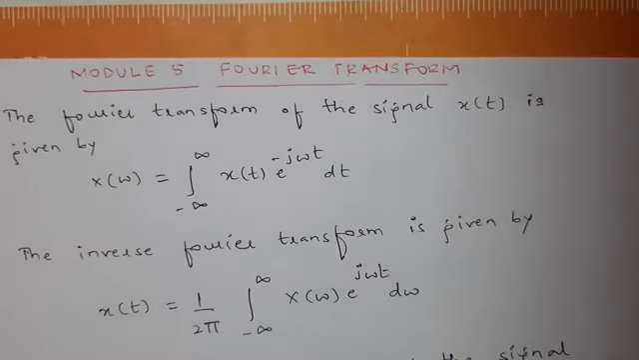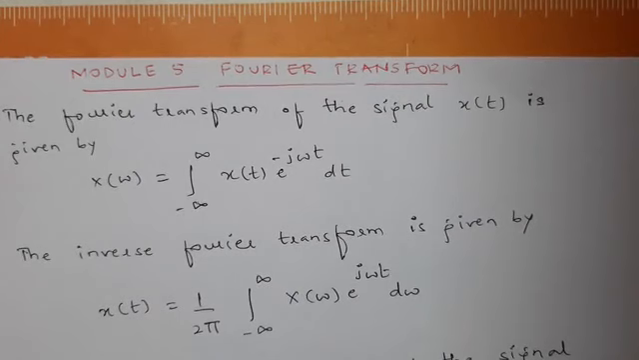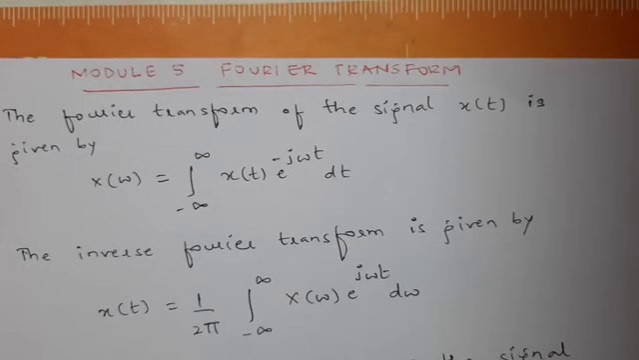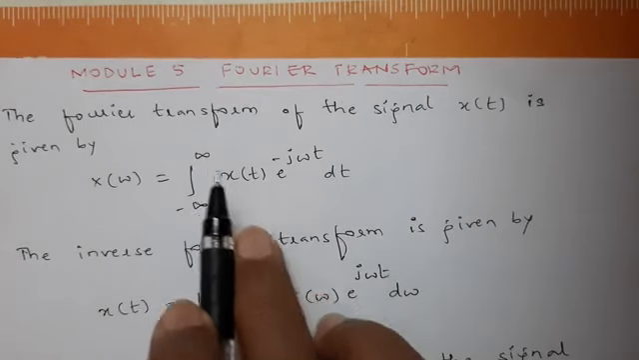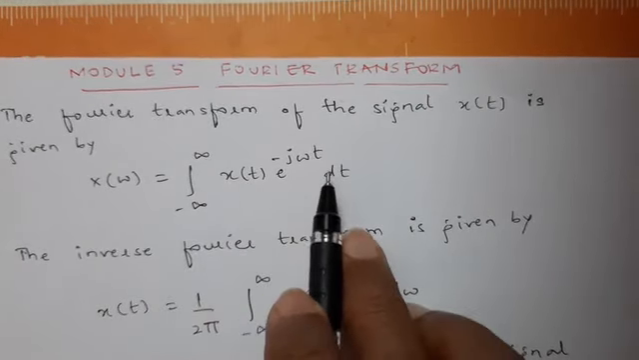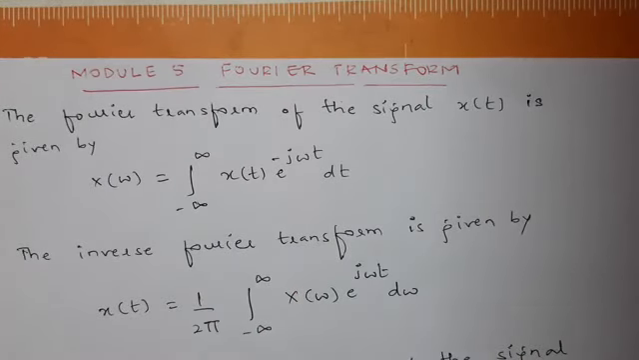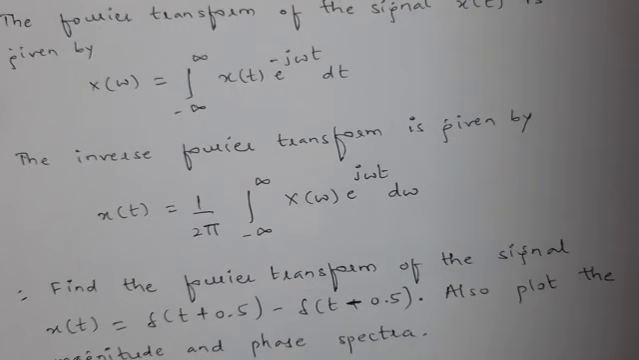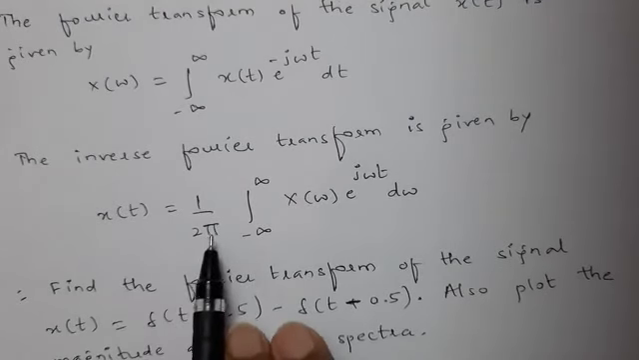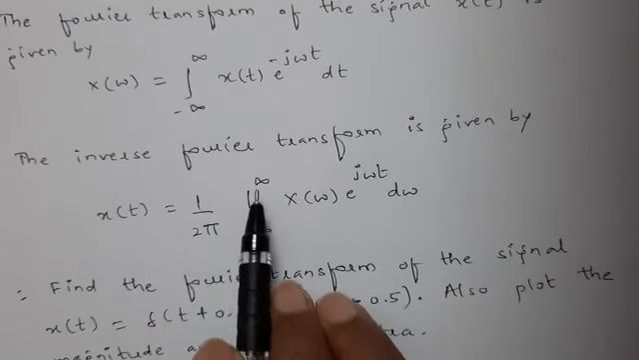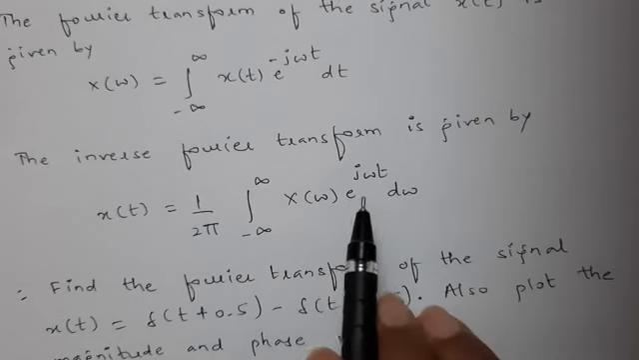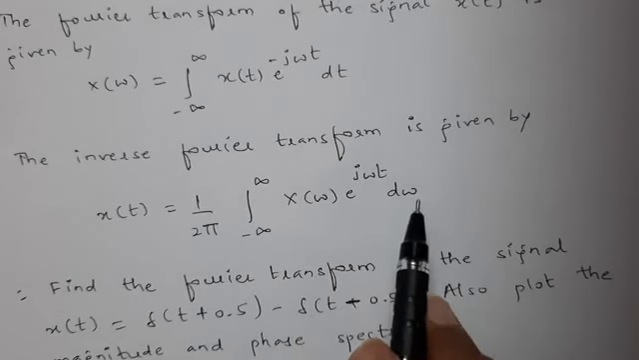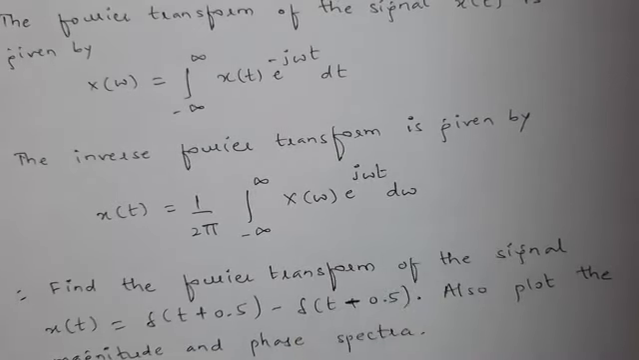So now we will go for module 5, Fourier transform. The Fourier transform of the signal x(t) is given by X(ω) = ∫ from minus infinity to plus infinity of x(t) e^(-jωt) dt. The inverse Fourier transform is given by x(t) = 1/(2π) ∫ from minus infinity to plus infinity of X(ω) e^(jωt) dω.